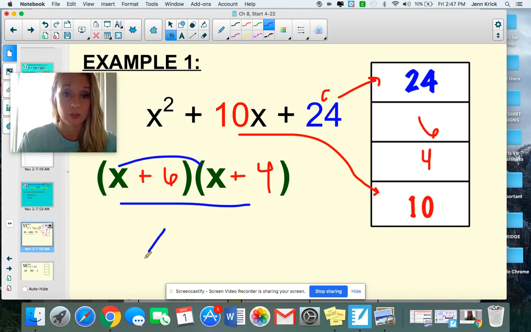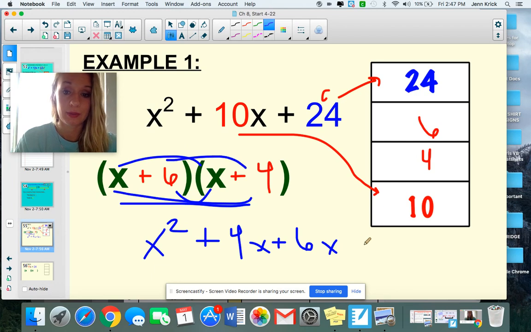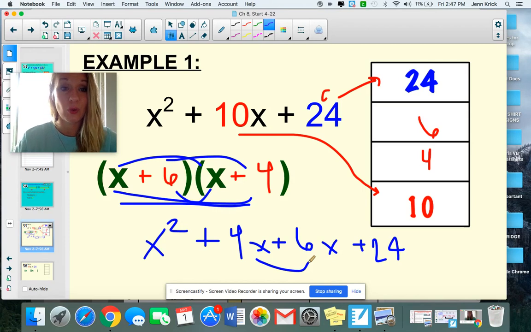So we've got x squared, and sorry, this is going to take me a while to type it out, plus 4x plus 6x, I'm sorry, I'm annoyed for you guys. And then last term, plus 24. And we know that when we combine these, we'll get 10x. And look, we're back at our original x squared plus 10x plus 24. You know that you did it right because you got your original trinomial back.